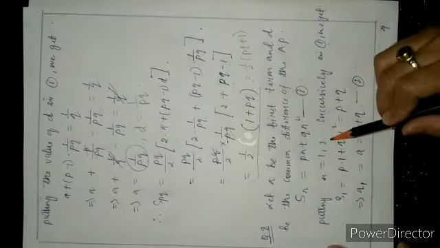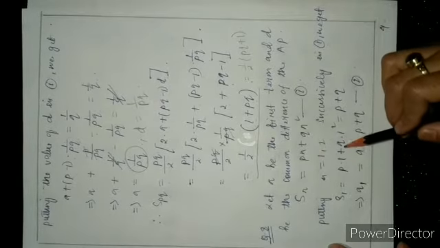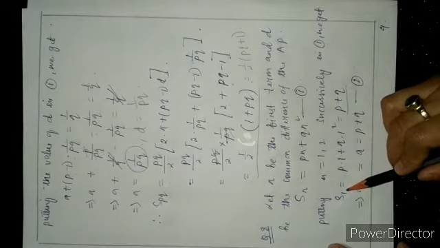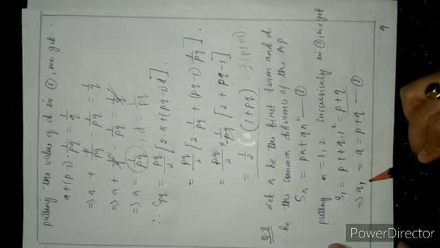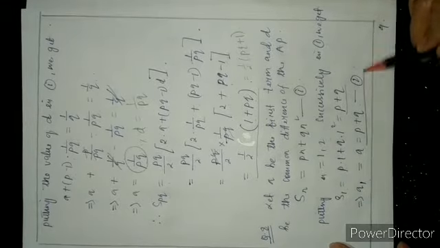Putting n is equal to 1 and 2 successively in equation number 1, we get S1 equals P into 1 plus Q into 1 square, which is P plus Q. S1 represents the sum of the first term, denoted by A1, which is equal to A. So A equals P plus Q. See equation number 2.